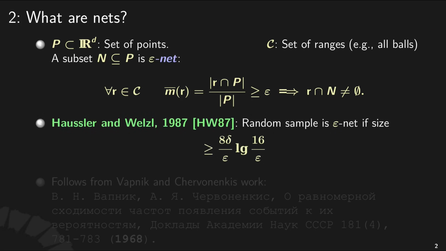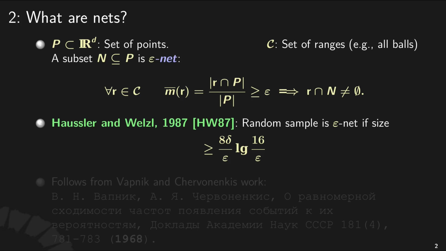The existence of epsilon nets was proven by Haussler and Welzl in their celebrated paper from '87. They showed that a random sample of appropriate size works. The random sample is roughly of size 1 over epsilon log 1 over epsilon, times a delta, which is the VC dimension, which I'm not going to go into the formal definition of. But for all natural sets of ranges, it's a constant.